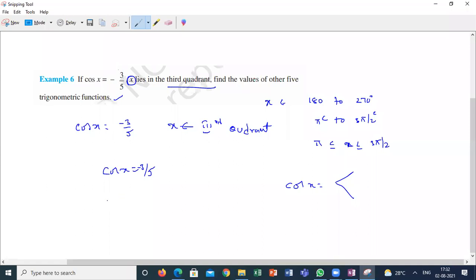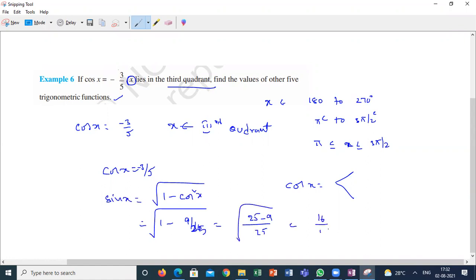So I try to calculate sin x using the identities. Sin x is equal to root of 1 minus cos square x. This will be 1 minus 9 by 25, which is 25 minus 9 by 25. It becomes 16 by 25, so plus or minus 4 by 5. That means my sin x is plus 4 by 5 or minus 4 by 5. For one x value, how is that possible if it is a function? That's the reason x should be properly defined. If x is in the third quadrant, it is minus 4 by 5. If x is in the first or second quadrant, it is plus 4 by 5.